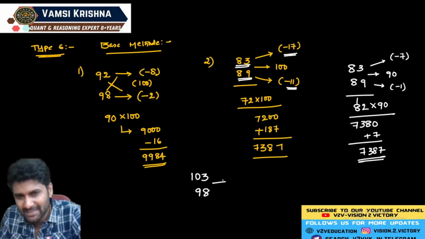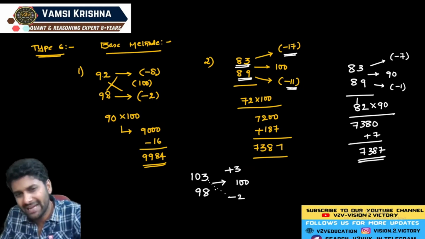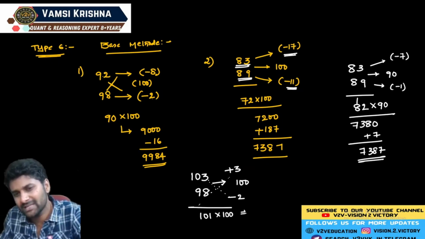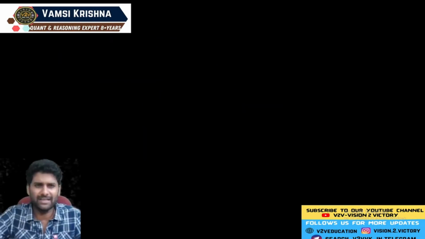For example, let me take this example. If you take 100 as the base number, 103 is more than 100 by 3 units, and 98 is less than 100 by minus 2. Now if you take 100 plus minus 2, or 98 plus 3, the resultant is 101 only. Now 101 multiplied by 100 is 10100. Now plus 3 multiplied by minus 2 is minus 6. So the answer is 10094.